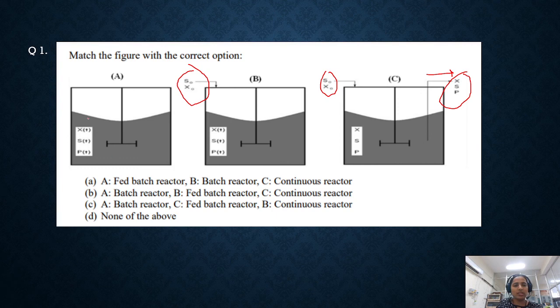First one, in which nothing is added from the outside, this is batch reactor. Okay, and in which only the substrate part is added in a running reactor, that is fed batch reactor, and in which the substrate is added and product is removed at the same time, that is of continuous type of reactor. Yeah, A, B, C. So this is the right answer for your question.